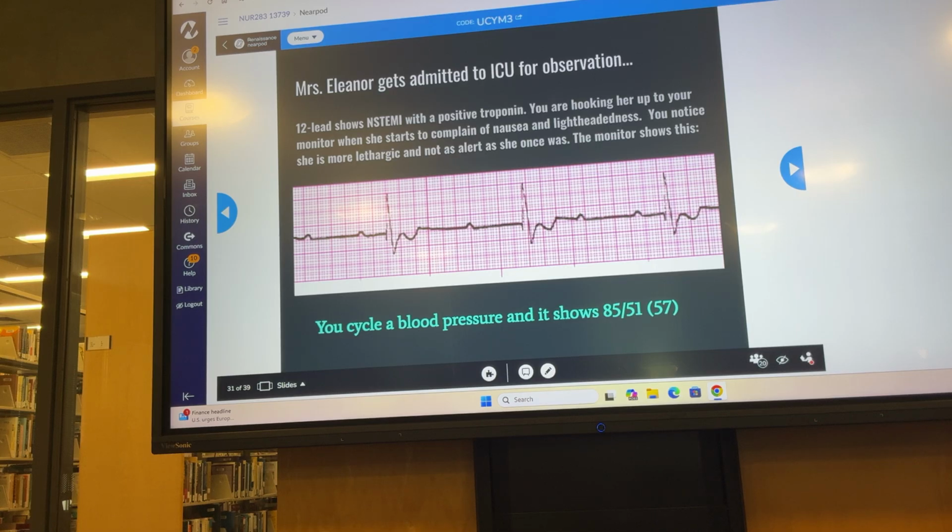You're hooking her up to the monitor when she starts to complain of nausea and lightheadedness. So again, she's symptomatic, you guys. You notice she is more lethargic and not as alert as she once was. This is what it shows. What are we looking at? We already did first degree. Does the first degree look like that?